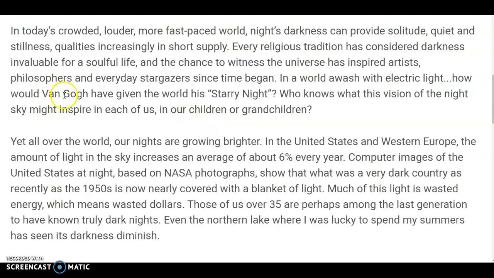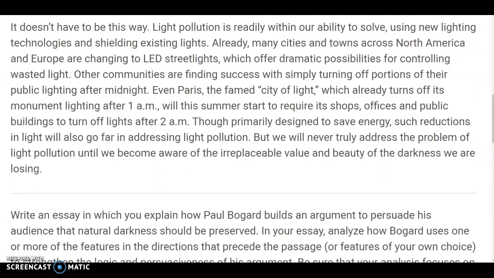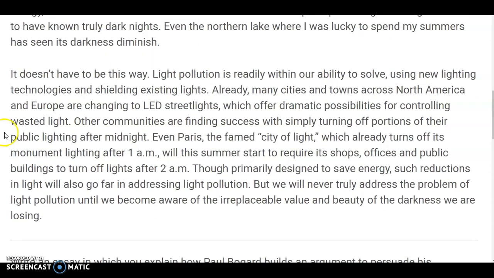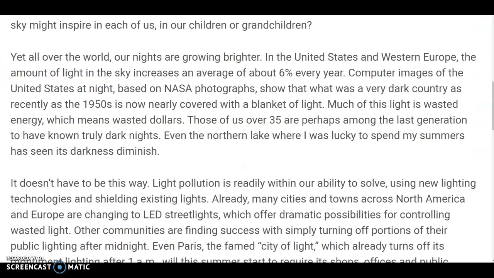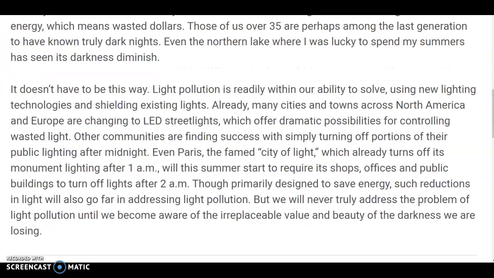Here's another allusion to Vincent van Gogh and his Starry Night. "Yet all over the world, our nights are growing brighter." This is a counter-argument over here. All right, he's going to use some data here and talk about NASA, give you some dates, and give the other side. That's a counter-argument. Then he's going to come back finally to his original idea as the last paragraph. "It doesn't have to be this way." Okay, summing it up, it doesn't have to be this way. We don't need all of this artificial light, comparing it to the counter-argument. All right, and he goes on and so on and so forth.